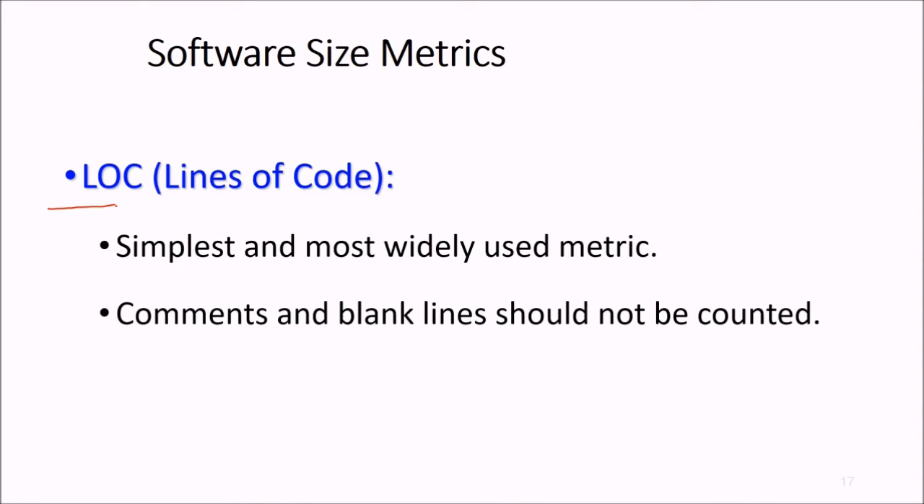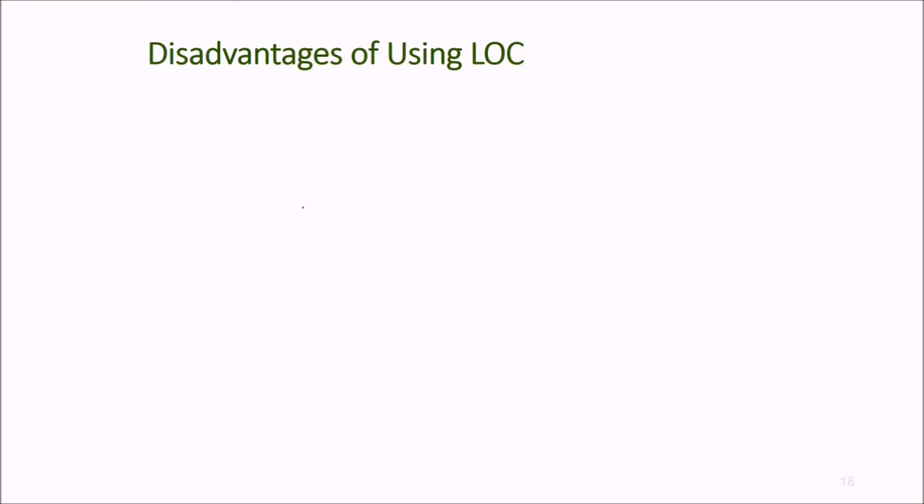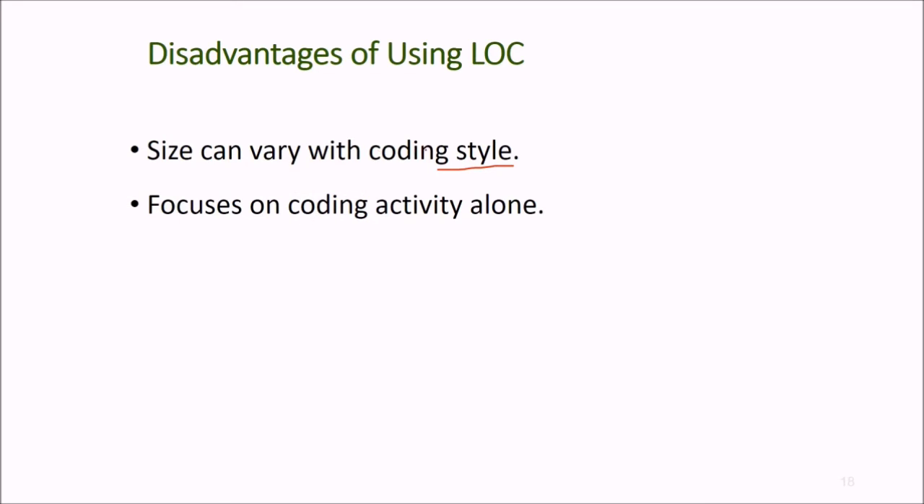Then we come to software size metrics. An important element is lines of code. This is the simplest and most widely used metric, line of code. We do not count the comment and blank lines. But what is the disadvantage of using LOC? People generally count it in kilo lines of code, KLOC, because the size can vary with coding style. Everyone has a different style. Some would require more lines to perform a particular function, while others may require fewer. So it focuses on coding activity alone. But what about the other phases?